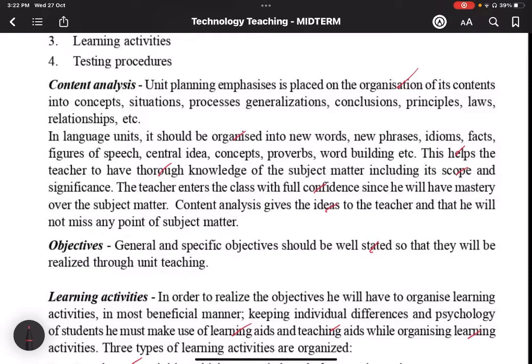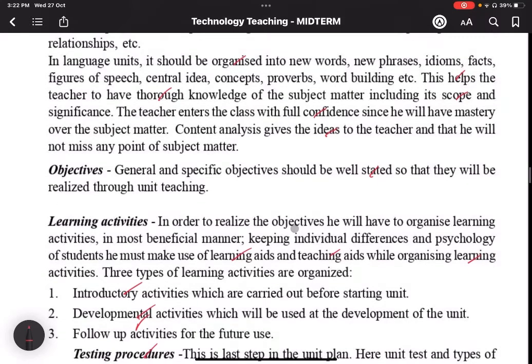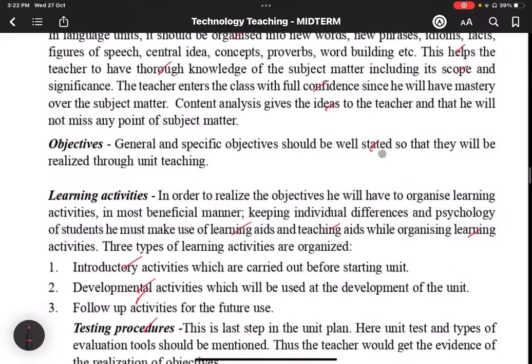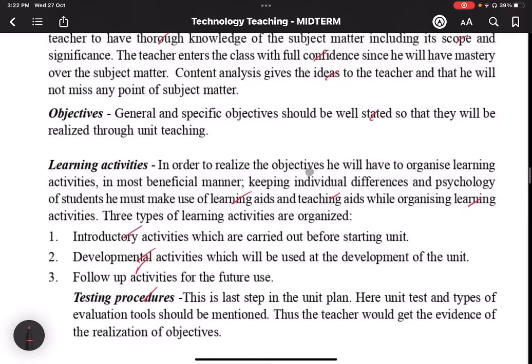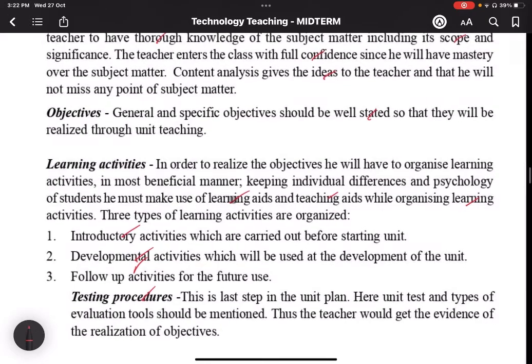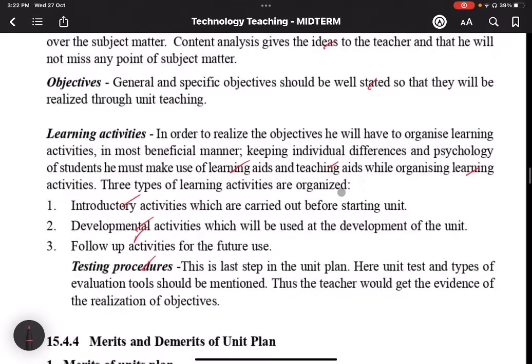Ano ba yung objective mo? Ano bang objective nung class, no, or yung subject? The general and specific objectives should be well stated, no? Kapag wala kang stated na objective, yan, sabog ang iyong lesson, sabog ang iyong klase. Learning activities: in order to realize objectives, you will have to organize learning activities. Yun na yung mga learning aids. Gagamit ka ng mga teaching aids, audiovisual.